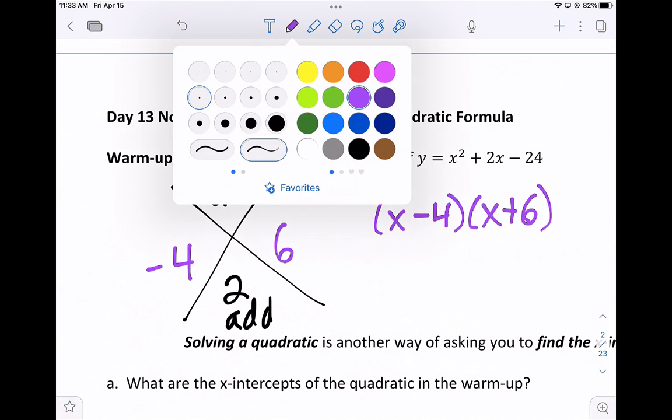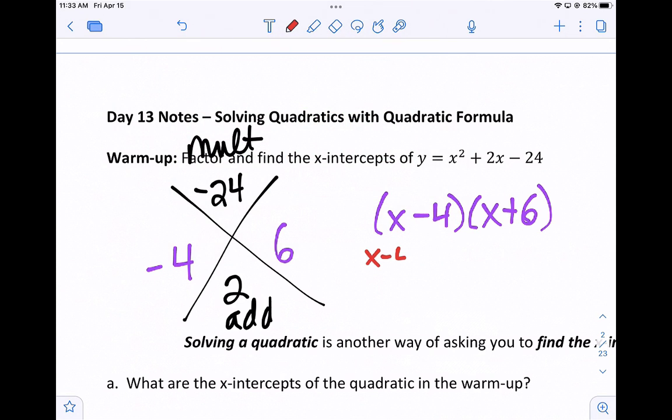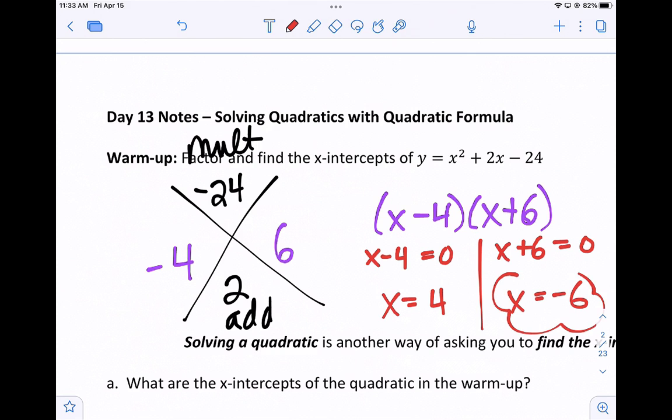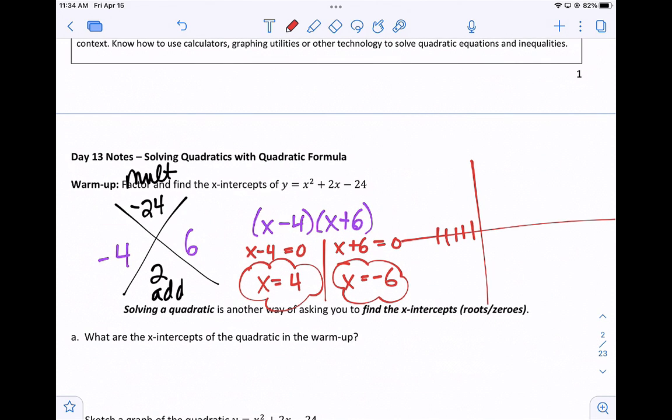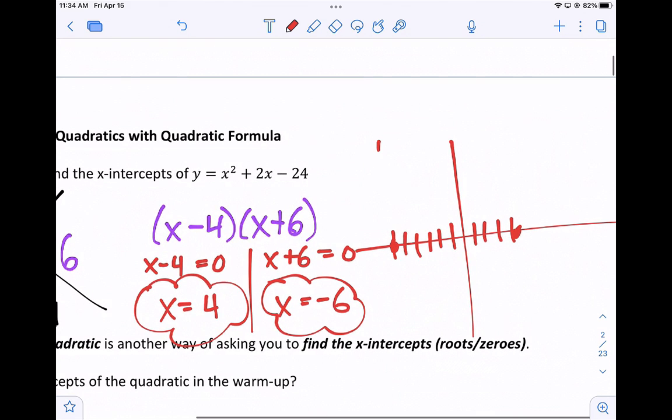Now when we solve it, we want to know what makes it equal 0. So x minus 4, what makes that equal 0? X plus 6, what makes that equal 0? If we solve, our two answers will be positive 4 and negative 6. So we've just found the x-intercepts of the graph, which means when we graph this quadratic at negative 6 and at positive 4, it will be a smiley face graph because the a value is 1.